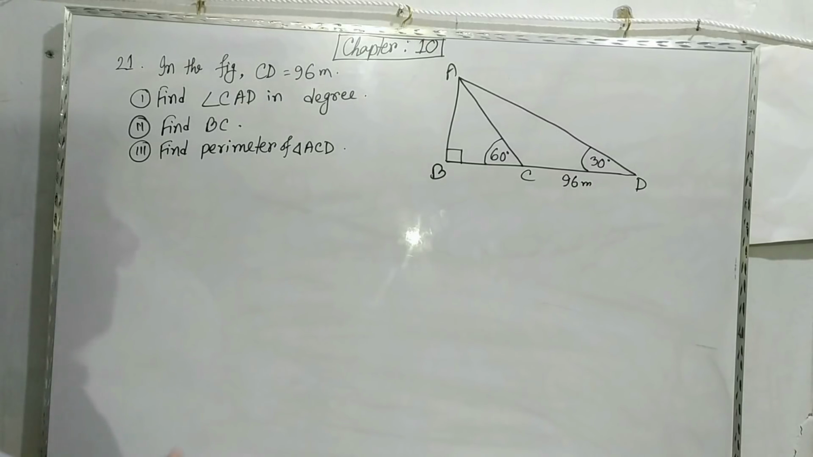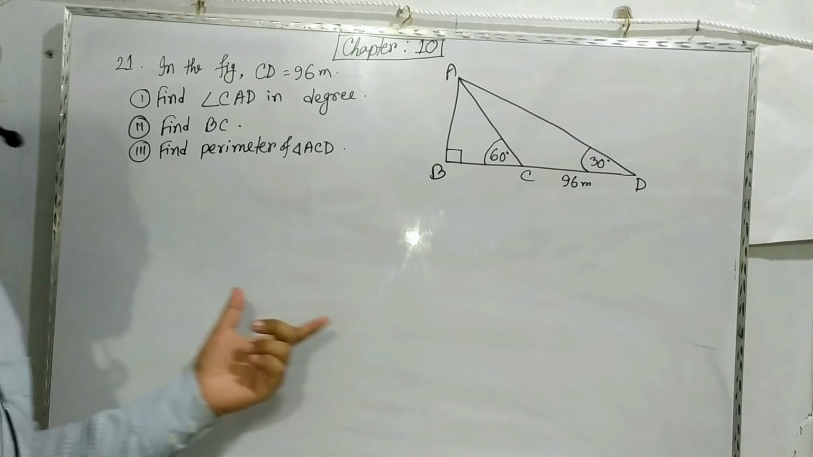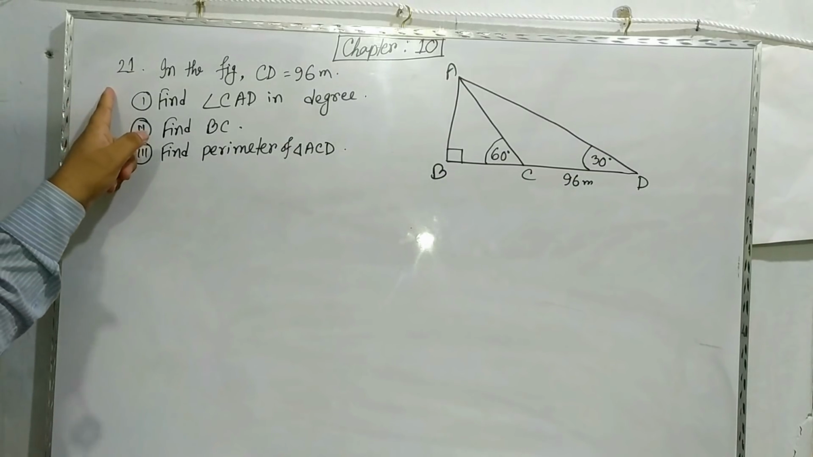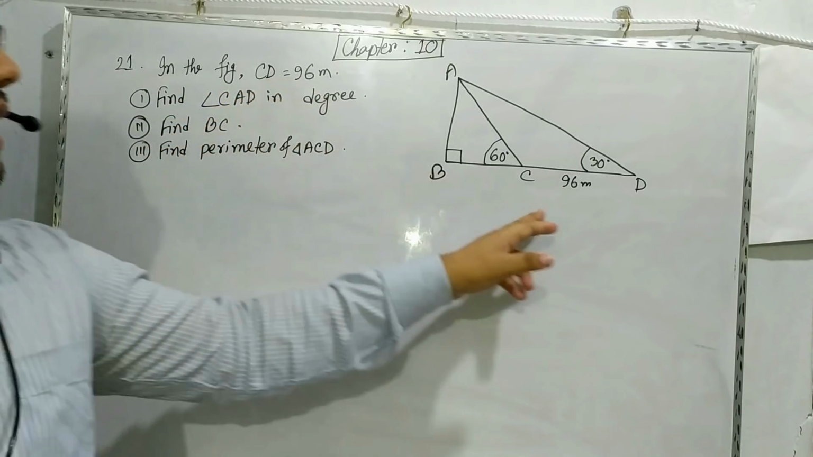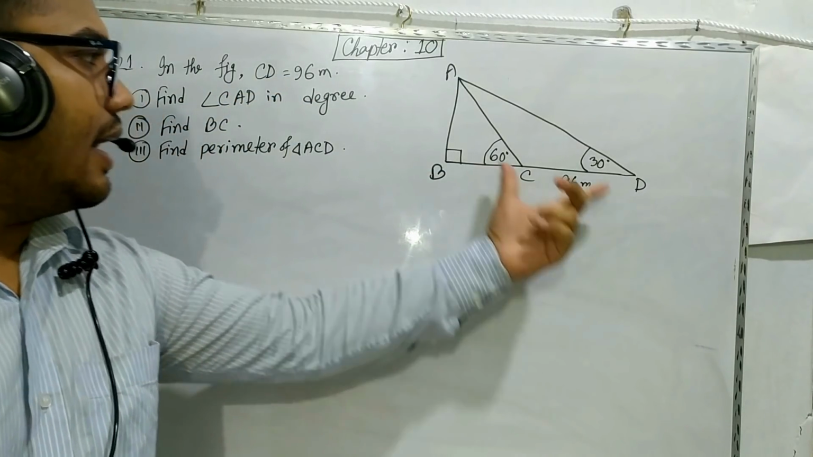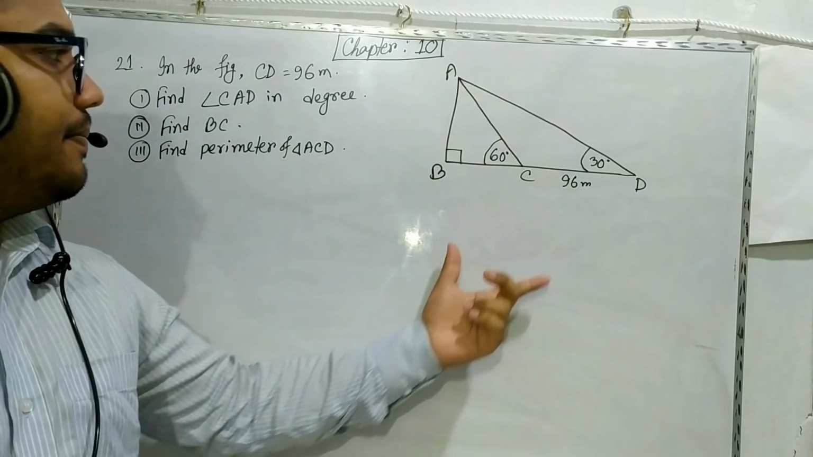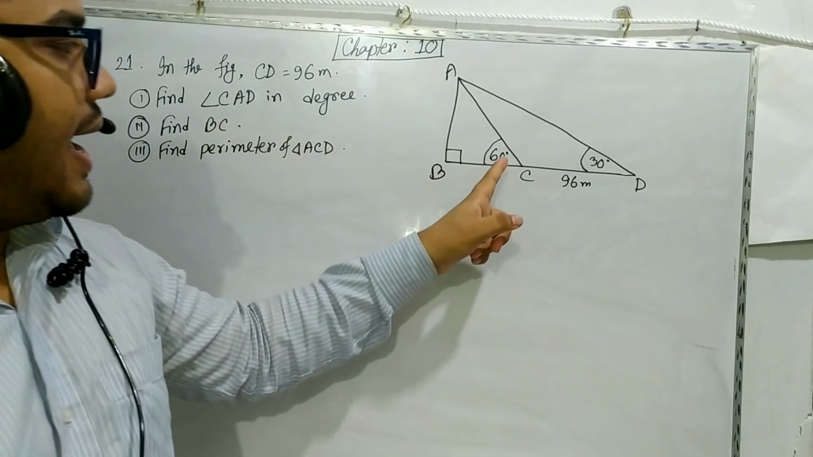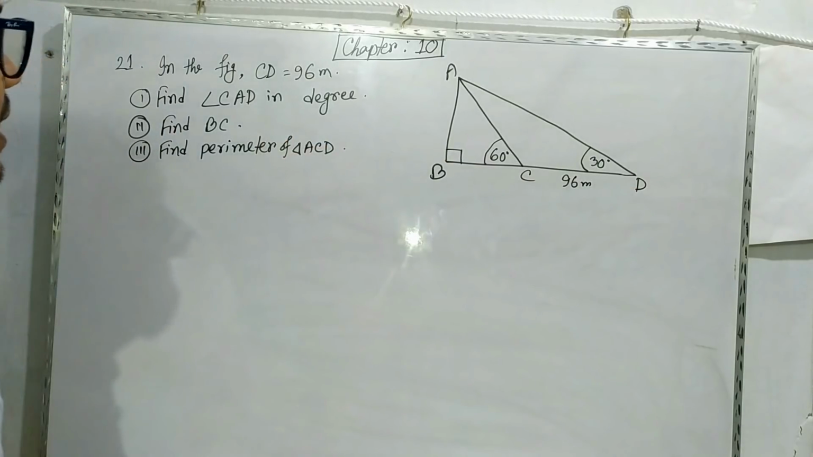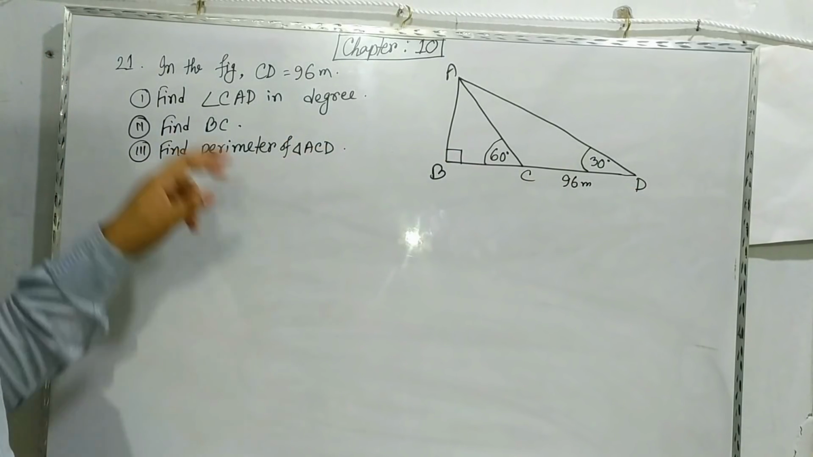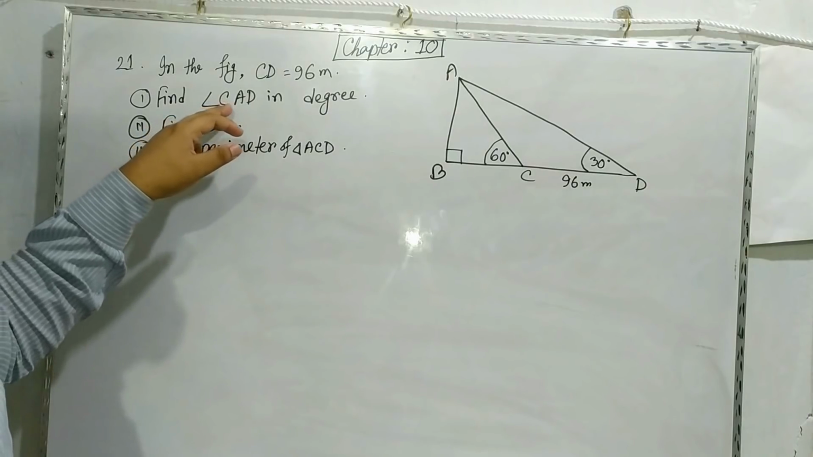Okay, dear students, this is our second math, and this is number 21. Here our exam says in this figure CD is 96 meter. It is given, and this figure is also given in our exam. Here also given the angle 60 degree and this angle is 30 degree. Now the first question says find the angle CAD.